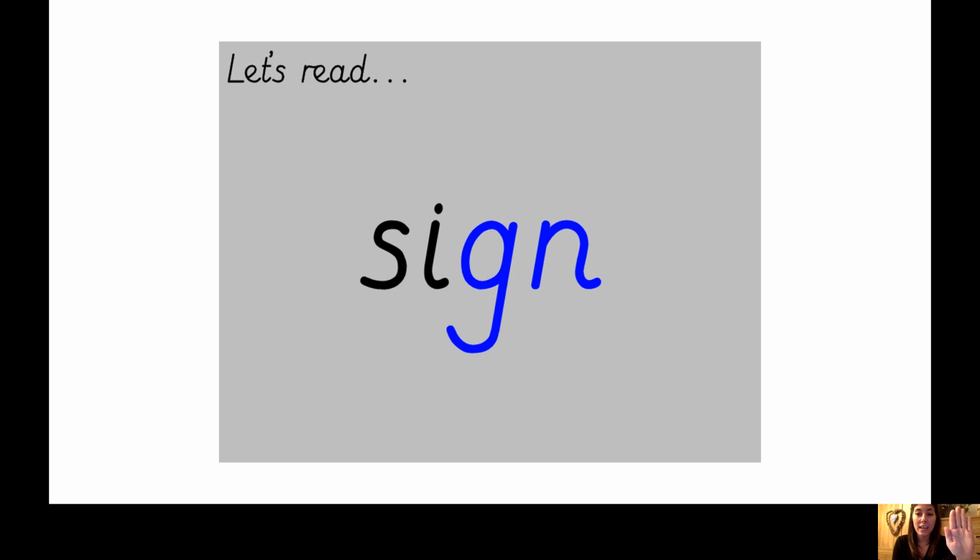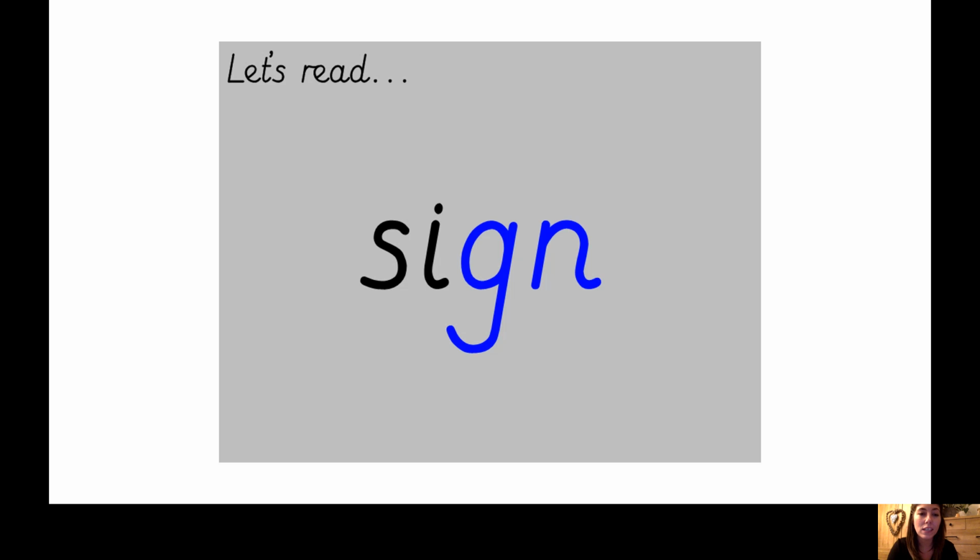There's that G and that N again. We remember what sound they're making. Off we go. Sign. Did anyone notice another letter that was making one of its unusual sounds? The letter I was making the long I sound, not the short I sound. It's not sin. It's sign.